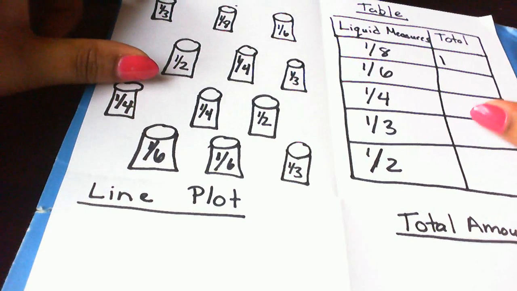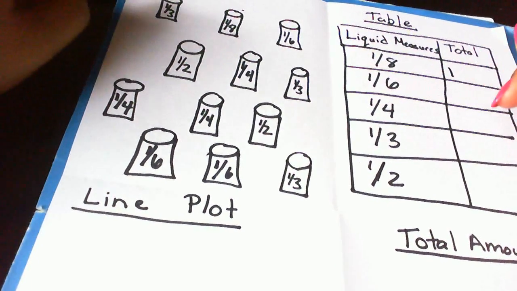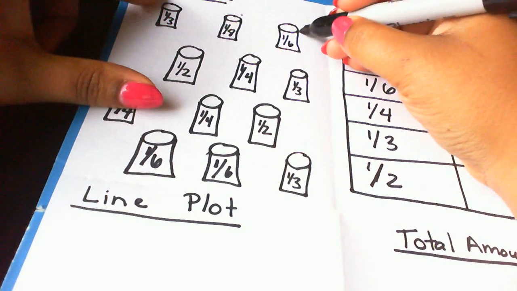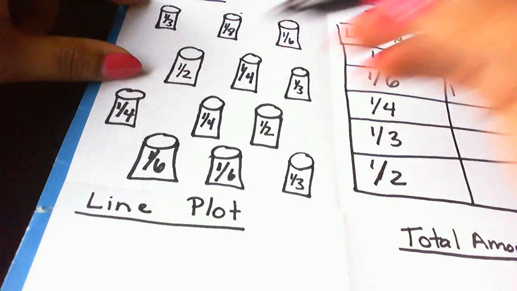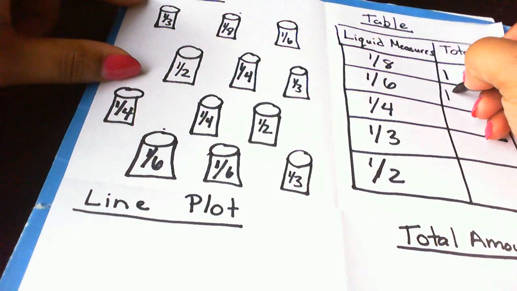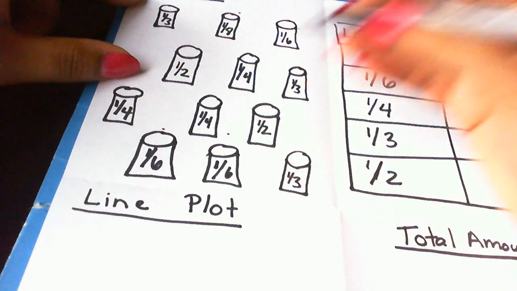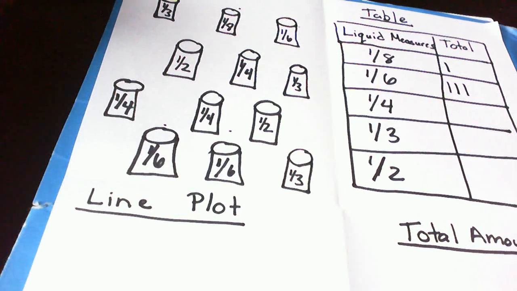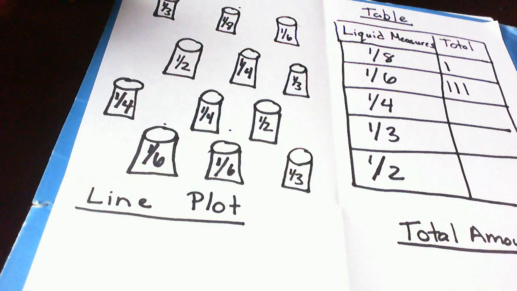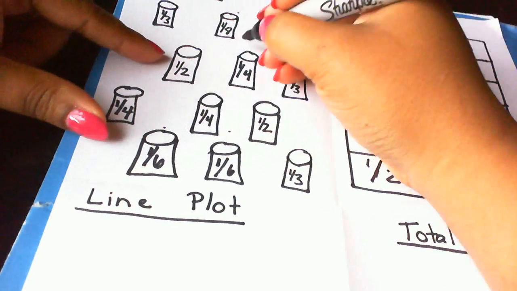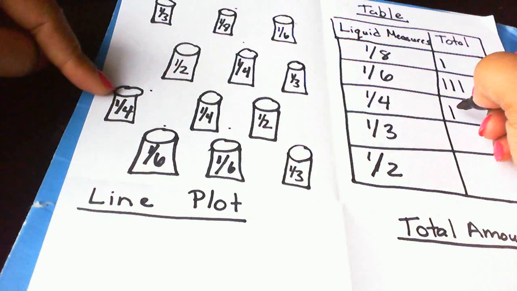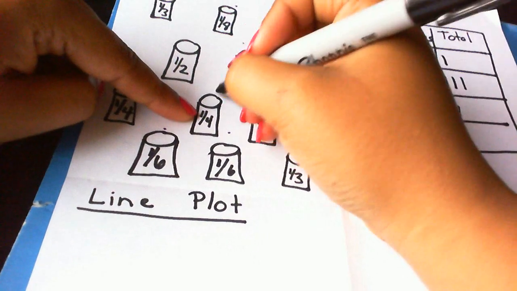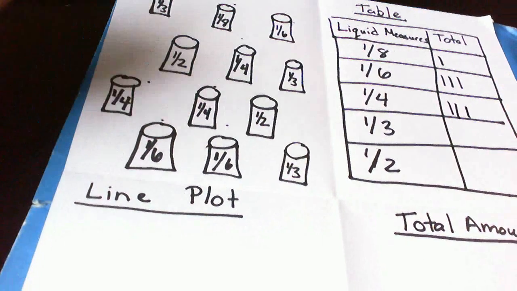Now we need to look for 1/6. So I look, and I put a little dot there, put a mark there. I keep looking, I see one there, put a mark, I see one there, put a mark. So far, fairly easy. Now we're going to go to 1/4. So I'm looking, there's one, put a dot, put a tally, put a dot, put a tally, put a dot, put a tally. So now we're done with our 1/4.